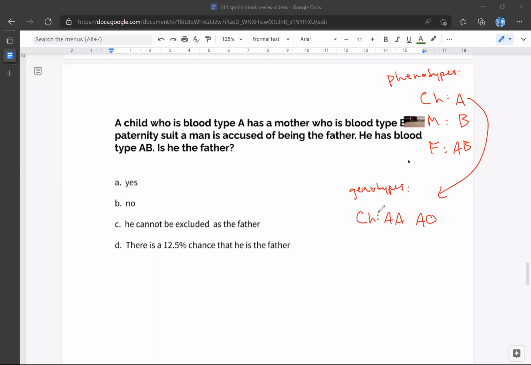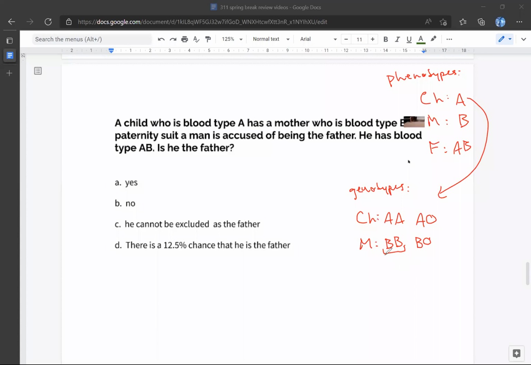Here's the child. And the mother, we know that the mother has the B blood type. So the mother is kind of in the same boat. The mother could have BB, and that's what makes the mother have the B blood type. Or the mother could similarly have BO. So if the mother had this genotype, this BB, she could only give a capital B to her child.